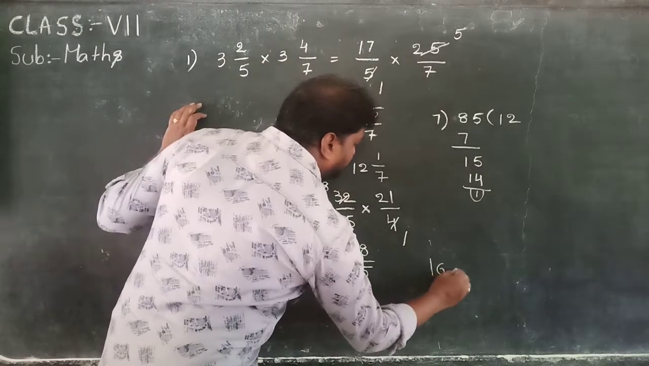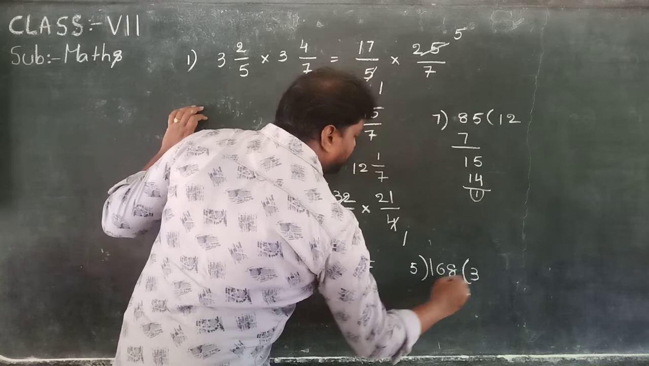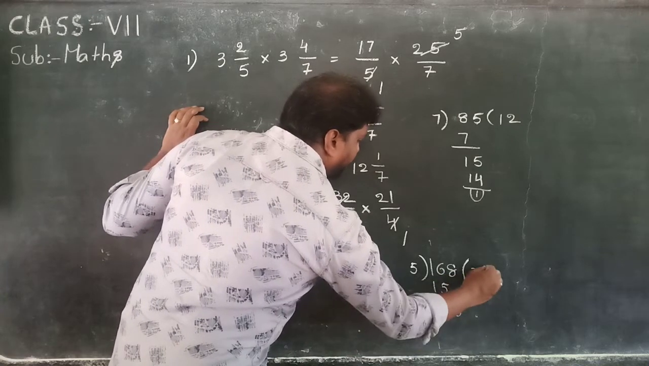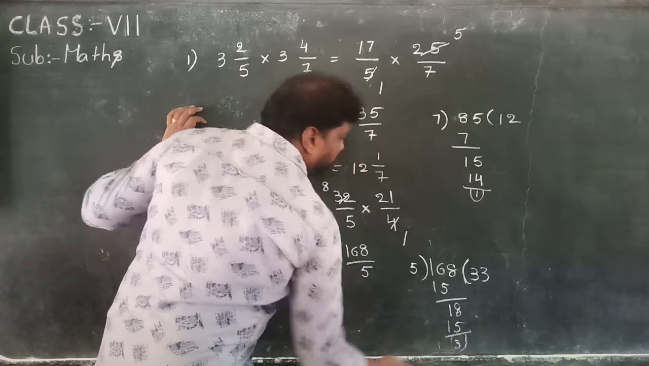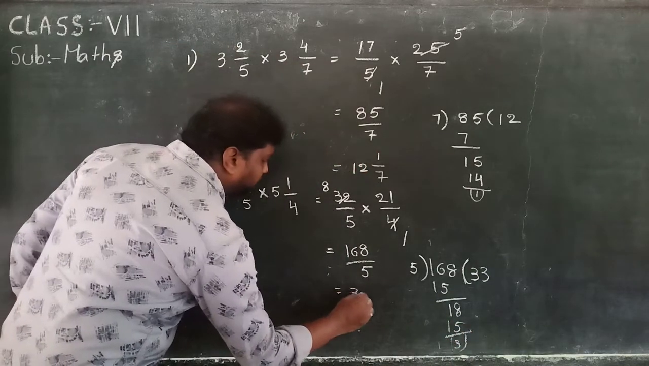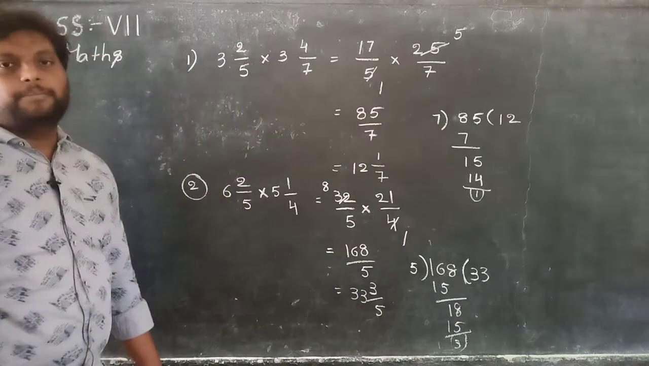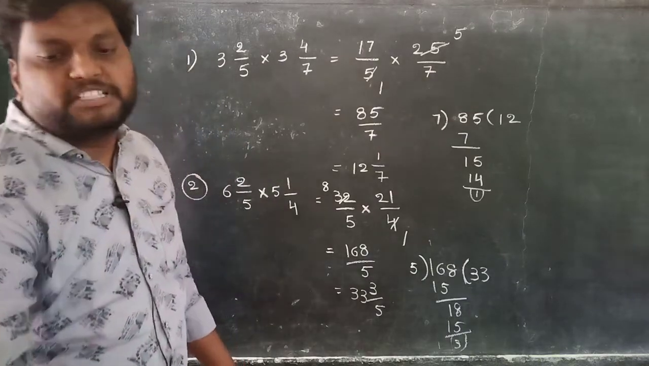Now again convert into a mixed fraction. 5 threes are 15, 18. Again 5 threes are 15, remainder 3. Remainder 3. Then 33 3 by 5. This is the product of two mixed fractions.